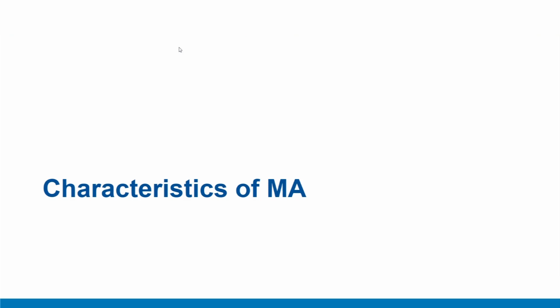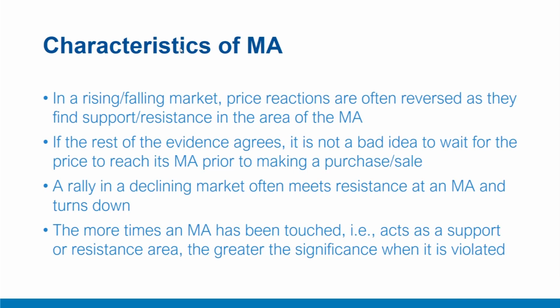Characteristics of moving average. In this video, we'll discuss some basic characteristics of the moving average plot. An MA, or moving average, is a smooth version of a trend, and the average itself is an area of dynamic support and resistance. In a rising market, price reactions are often reversed as they find support in the area of the MA. If the rest of the evidence agrees, it is not a bad idea to wait for the price to reach its MA prior to making a purchase.